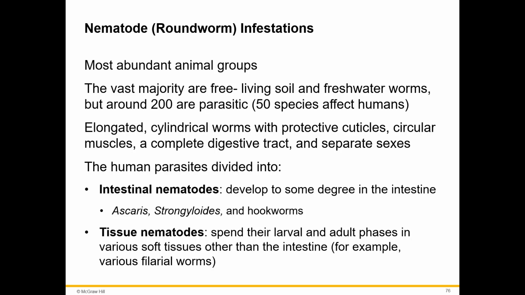So nematodes are the most abundant of the animal groups, and most are free living within the soil and freshwater, but we can have 200 species that are parasitic, and of those 250 affect humans directly. And so the nematodes, right, they're roundworms, so they're elongated and cylindrical.